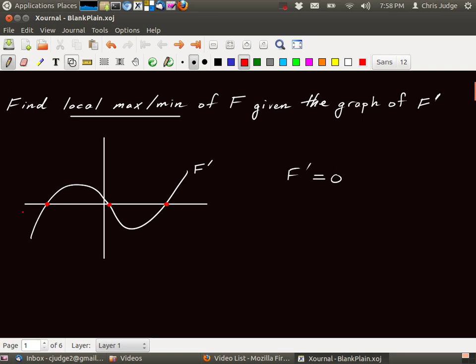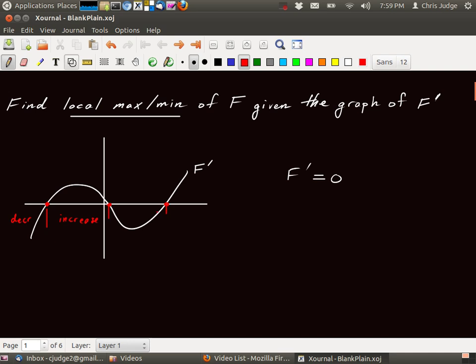Now, the derivative itself is negative up until this point, then it's positive, then it's negative, and then it's positive again. What does that mean for the function f? Well, it means up until this point, the function f is decreasing. In this interval, the derivative is positive. It's above the x-axis, so that means the original function f is increasing.